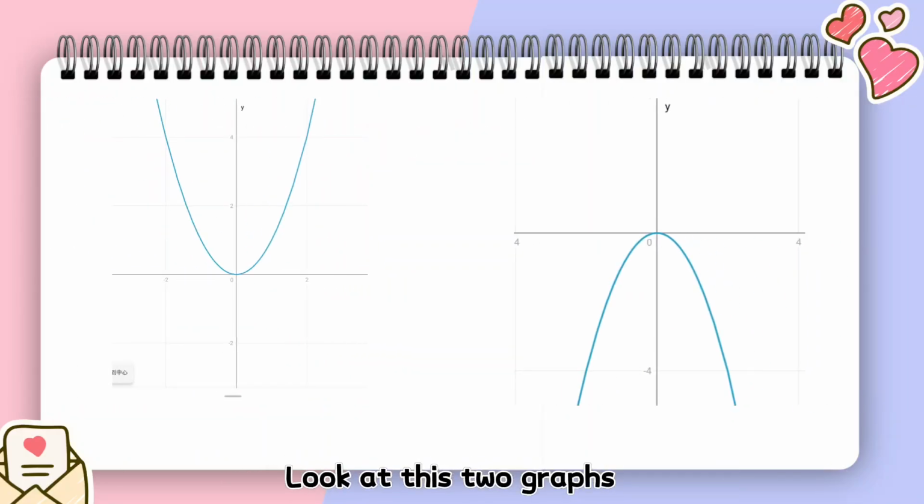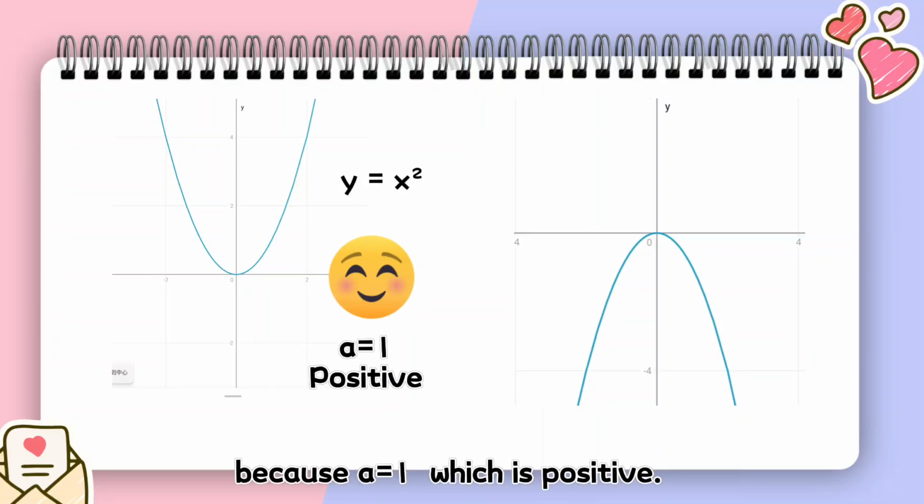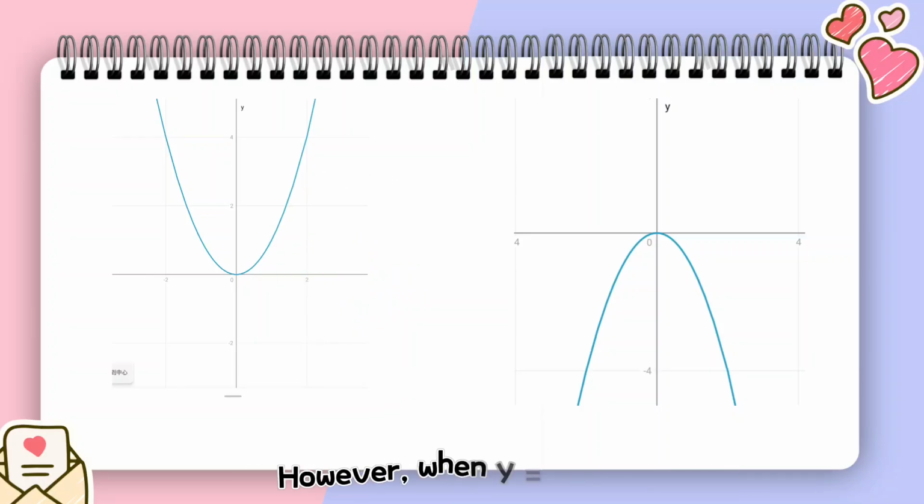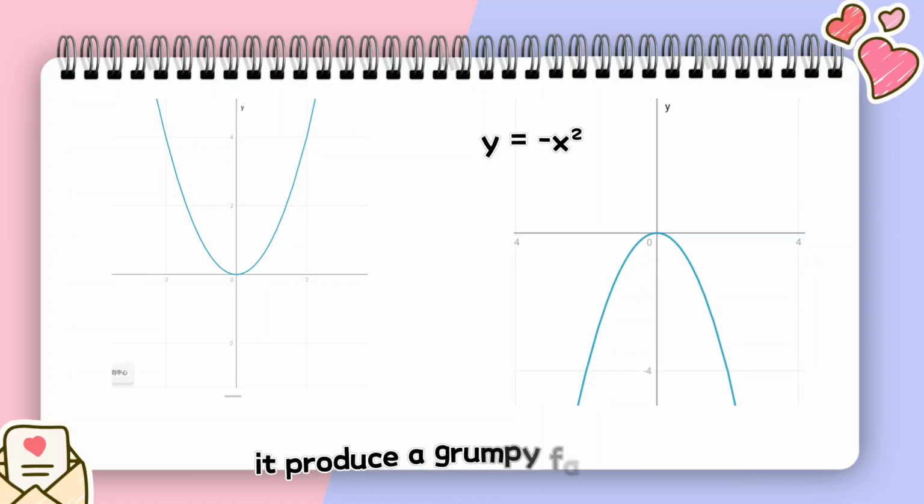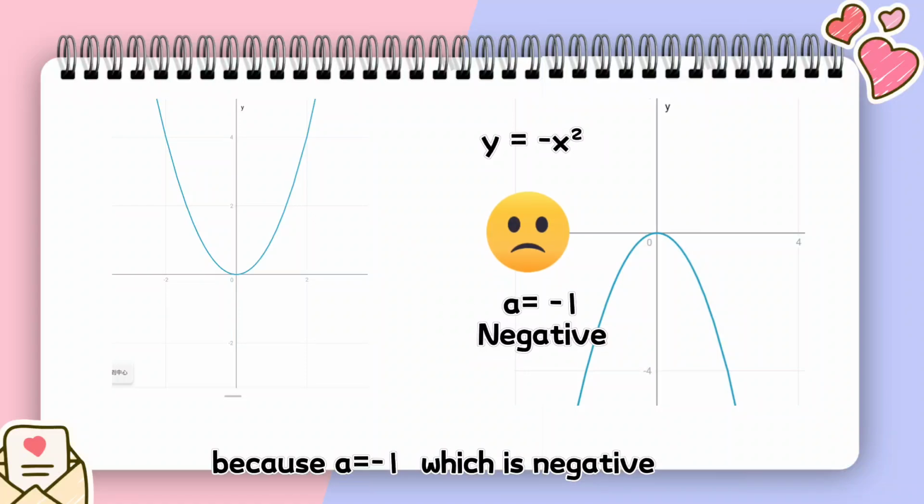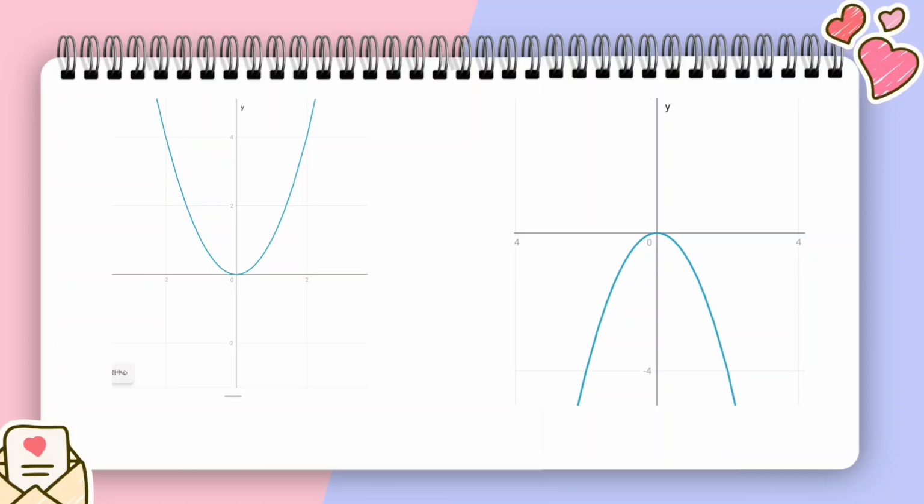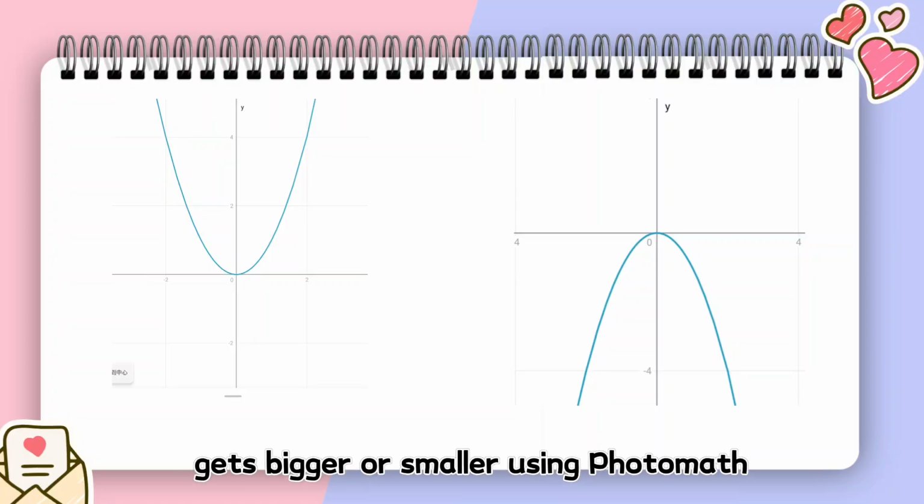Look at these 2 graphs. When the function is y = x^2, it produces a happy smile because a is equal to 1, which is positive. However, when y = -x^2, it produces a grumpy face because a is equal to negative 1, which is negative. So now, let's see what happens if a gets bigger or smaller using Photomath.